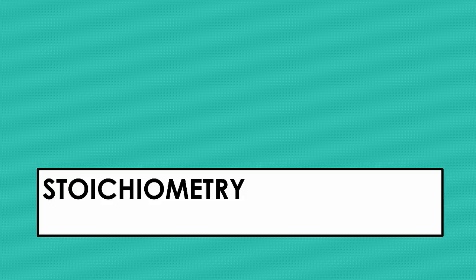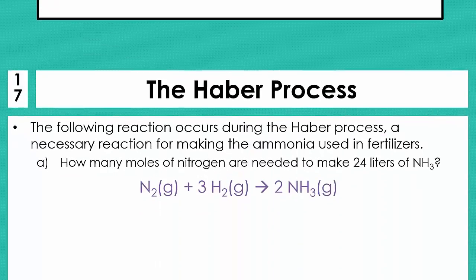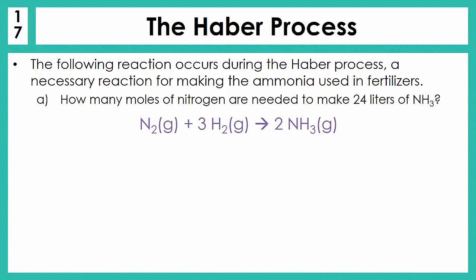Next are some stoichiometry problems. So here's the Haber process. This is a necessary reaction for making ammonia that is used in fertilizer. So how many moles of nitrogen are needed to make 24 liters of ammonia?